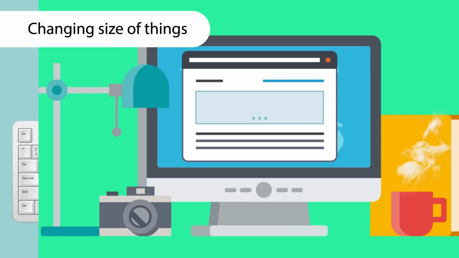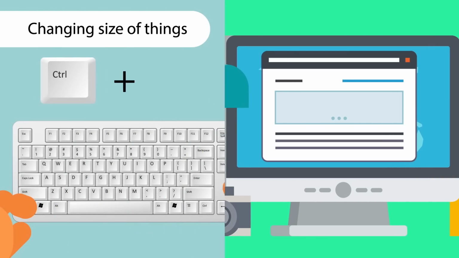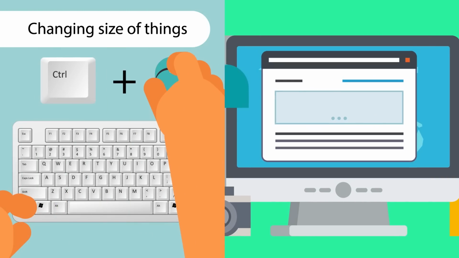Changing size of things. Maybe the easier way to change the size of what you're looking at is to press the Control key and then move the mouse wheel. It couldn't be faster or easier.